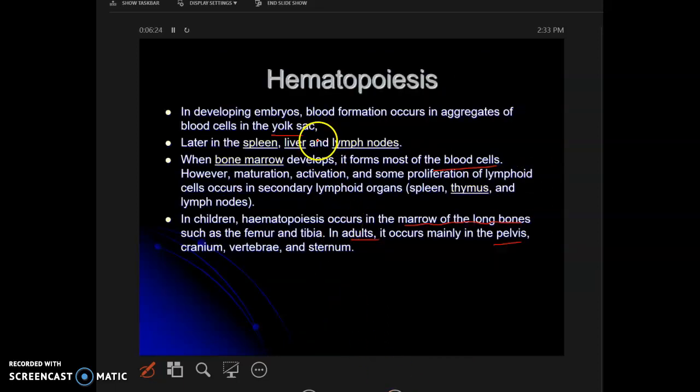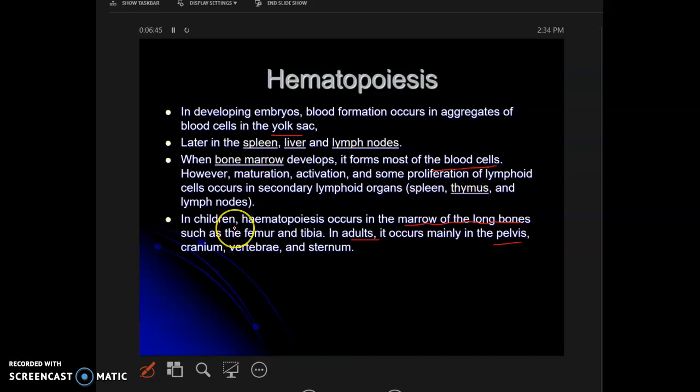Hematopoiesis first starts off in the yolk sac. So what is hematopoiesis? Formation of the blood cells. Later on, these stem cells move to the spleen, liver, lymph nodes, where they produce what? Blood cells. Once bone marrow develops, the red bone marrow, it forms most of the blood cells.